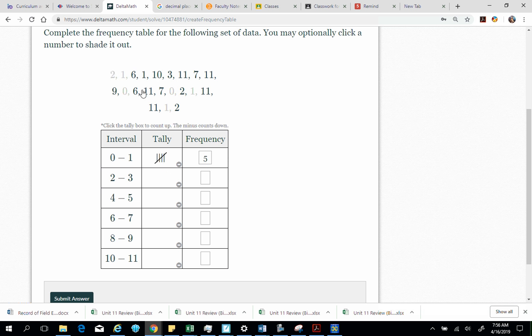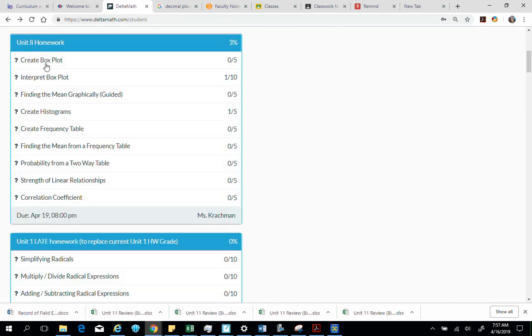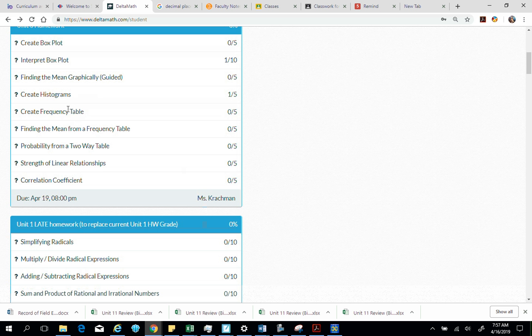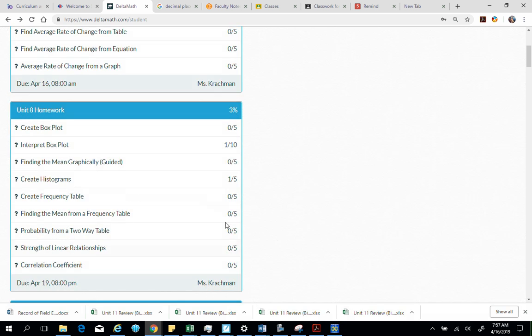Then 2 to 3. I clicked 1, 2, 3, 4. Oh, I actually missed one at the beginning. See how I missed one? This one's actually 6 because I forgot that guy right there. Does that make sense? And then you're just doing that, and that's your answer. So whichever one you want to start with, there's 5 of these and then 5 of the histogram ones. So it's these 2 right here. Does that make sense? Yes, no, maybe? Okay, so you're just doing create histogram and create frequency table.